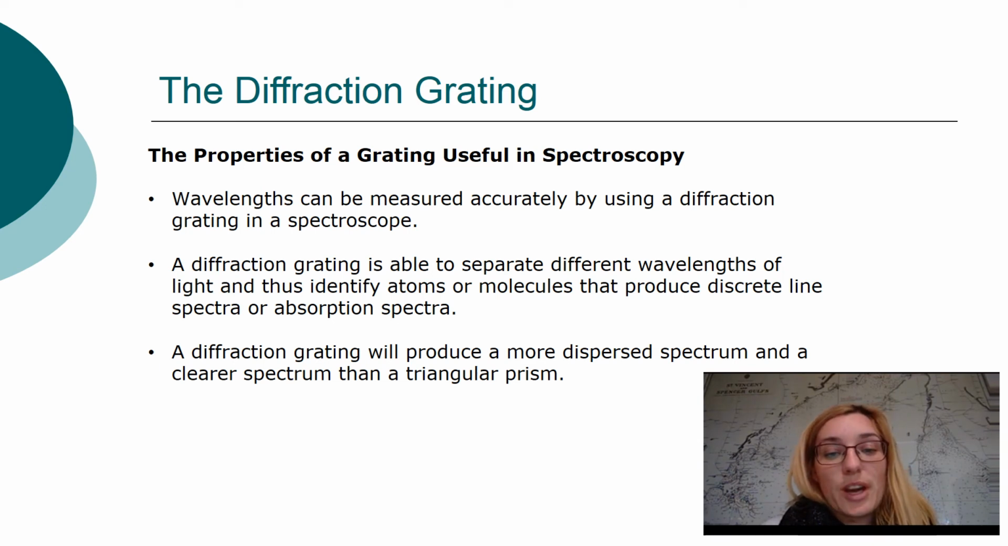A diffraction grating is also able to separate different wavelengths of light. So because a diffraction grating will separate different colours, or different lengths of wavelength, really well, it's able to be used to identify particular atoms or molecules that produce discrete line spectra or absorption spectra. And lastly, a diffraction grating will produce a more dispersed spectrum and also a clearer spectrum than a triangular prism, which was how colours were usually separated out into a spectrum. So those 3 points there are what make diffraction gratings really useful in spectroscopy.